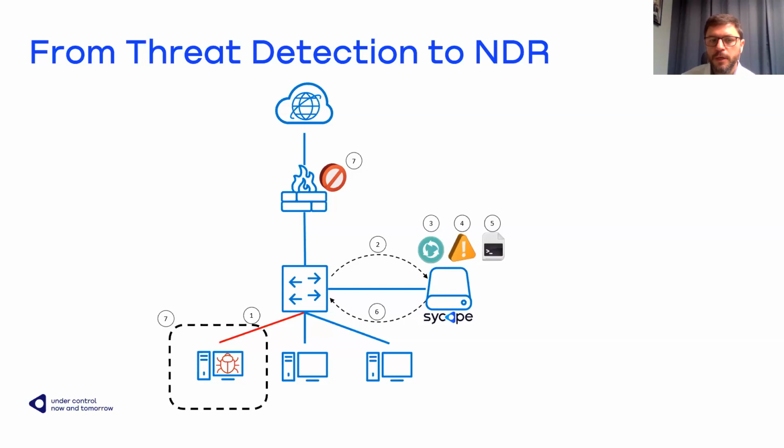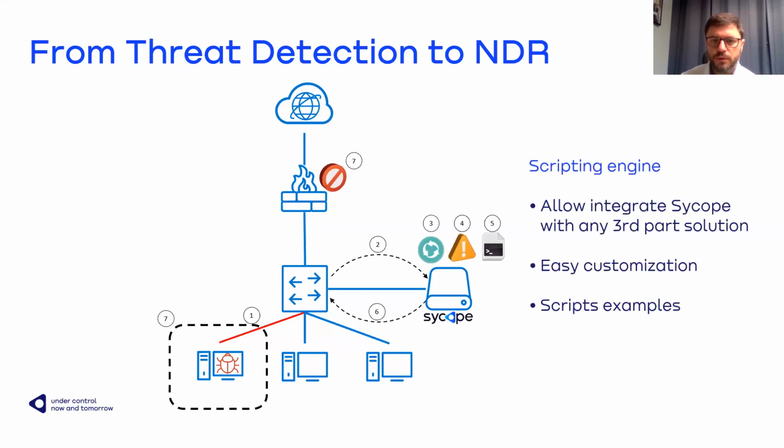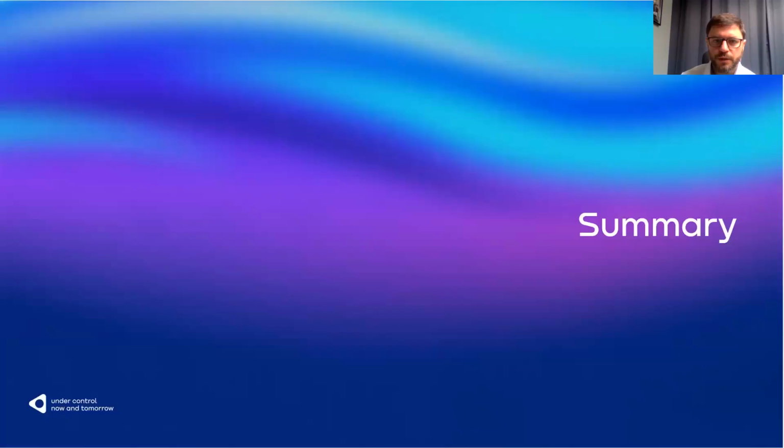So it's easy to not only detect the suspicious communication, but also prevent the next steps of the attack and isolate the host from the network and avoid spreading this vulnerability in the network. So we've got a scripting engine to manage third-party solutions to not only detect but also respond to the critical communication in the network.